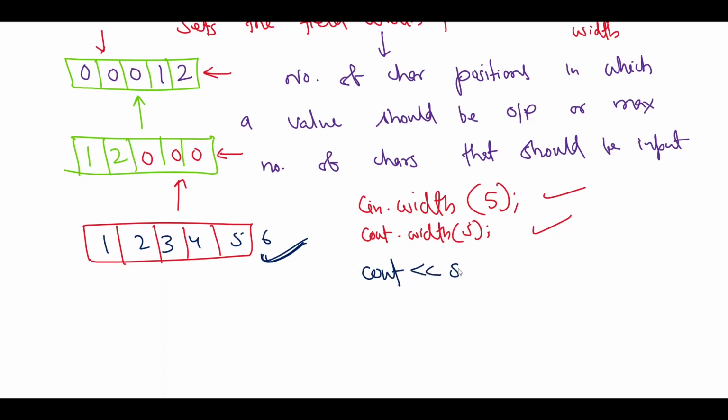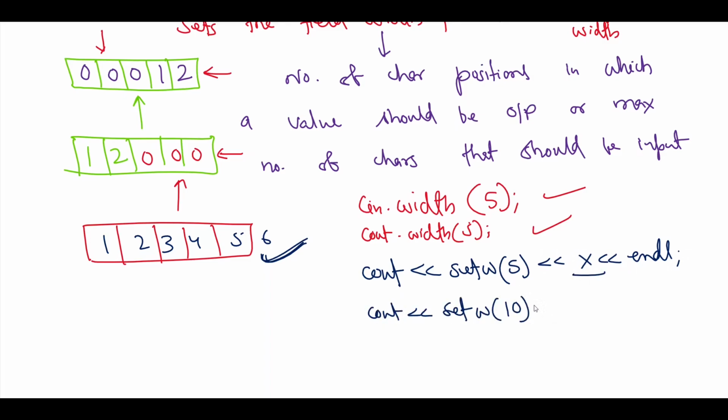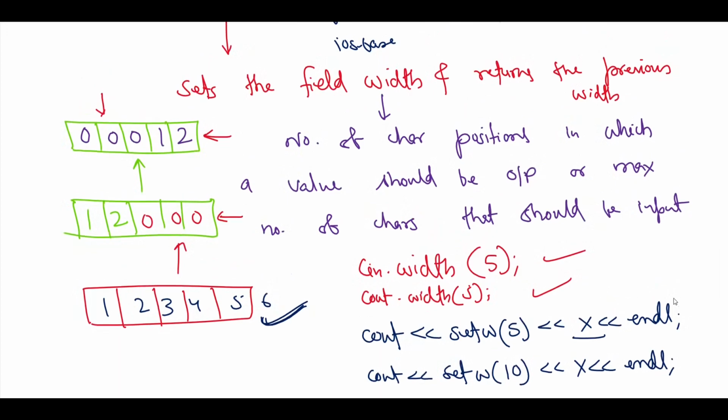And if you want to set width using setw, you can use something like this, setw then 5, and suppose you have a variable x, then you can pass it something like this. If you want to output something in 10 places, then you have to write setw(10) and then variable x, right? So that's how it works.